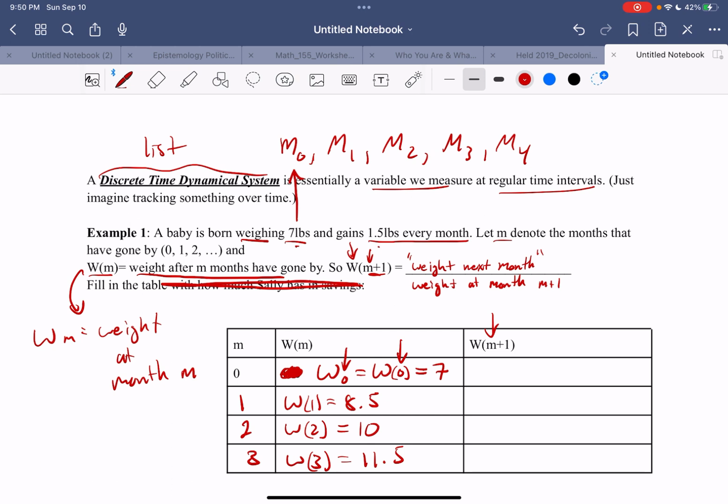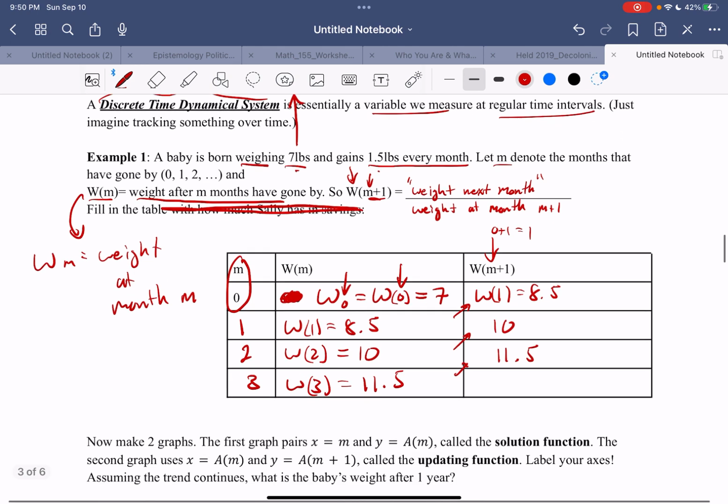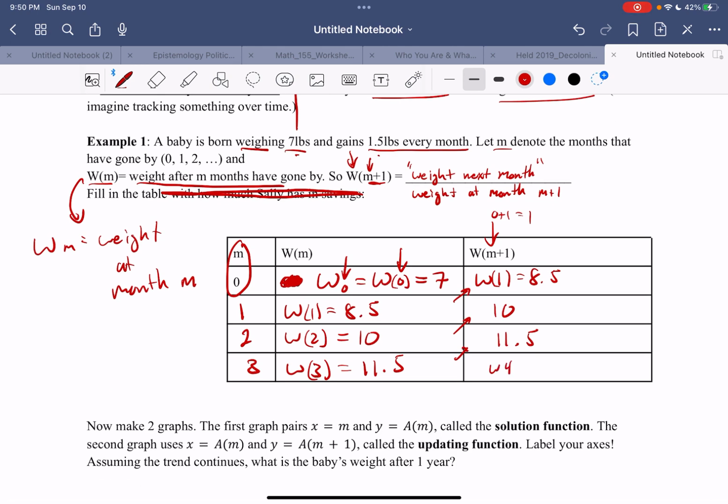And so when M is equal to 0, M plus 1 is equal to 1. And so this is just W1, which is just 8.5. Okay. And you'll see why we're doing this in just a moment. But for now, we're really just putting these values here. So this is 10. This is 11.5. And now what goes here is W4. So W4, I have to add 1.5. So that becomes 12, 13.